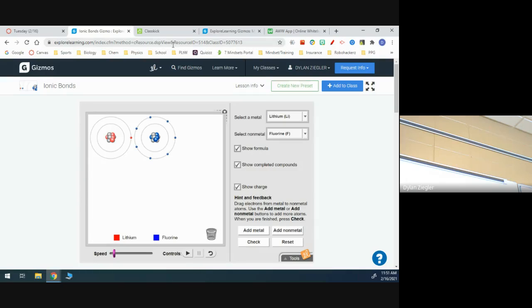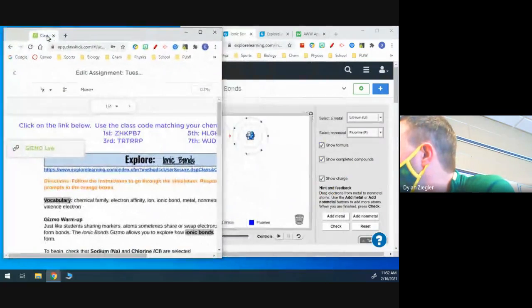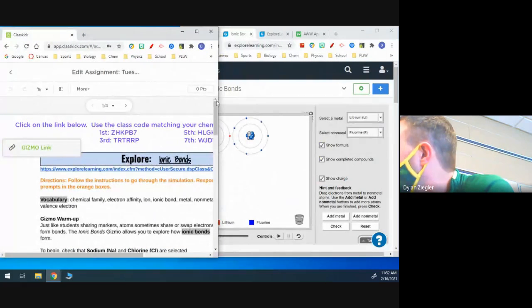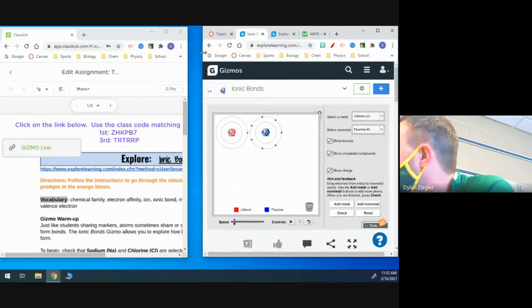All right, if you're not quite there yet, that's okay. But I am going to go through some directions, so I want you to pay close attention, and then I'll have to walk you through how to get here if you get stuck. What I would suggest is to split screen this so you can see the directions on ClassKick as you're going through the simulation on Gizmo here, they call it.